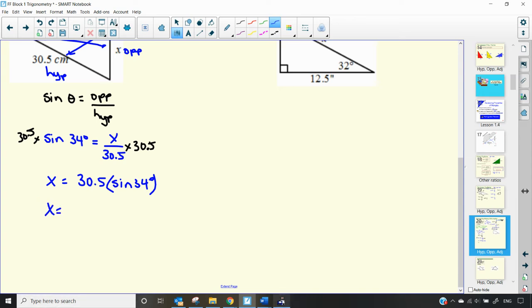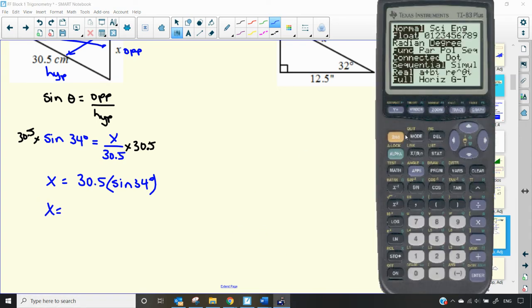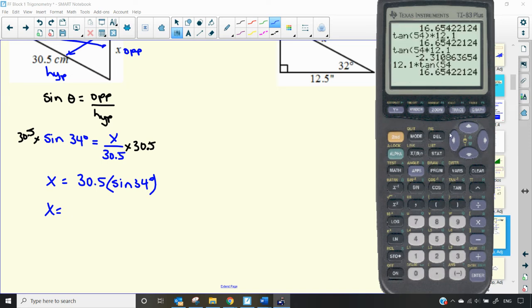Putting that into our calculator, again, making sure our calculator's in degree mode. Unless you change things, your calculator should be in degree mode. But whenever I do trig, the first thing I do when I turn my calculator on is check my mode. But I'm going to be going 30.5 times sine 34.